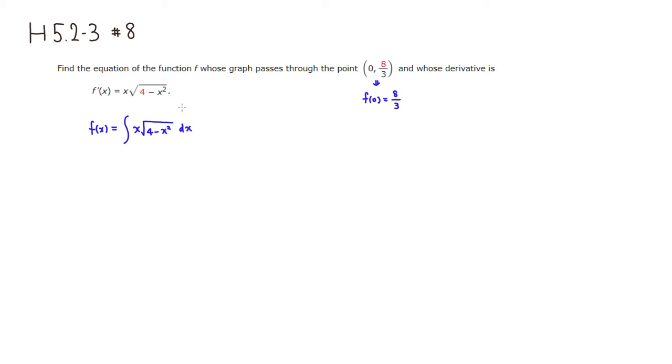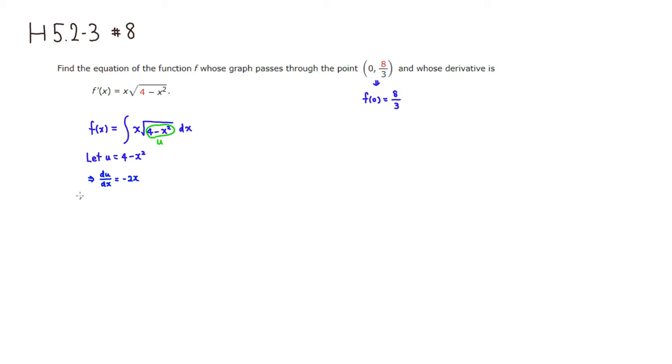All right, so let's use a substitution. I'm going to let u be the expression inside the square root, so 4 minus x squared. We decided to call this u. So let's go through the usual drills. Take the derivative of u. We get du over dx is equal to, derivative of 4 is 0, derivative of negative x squared would be negative 2x.